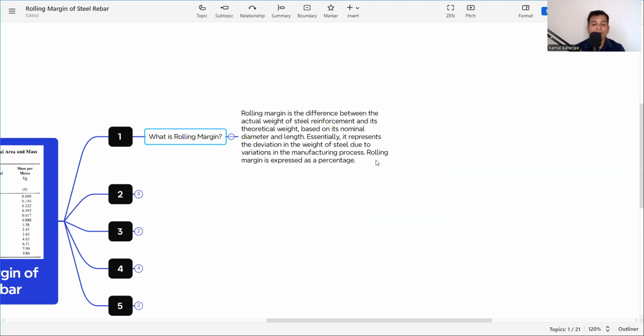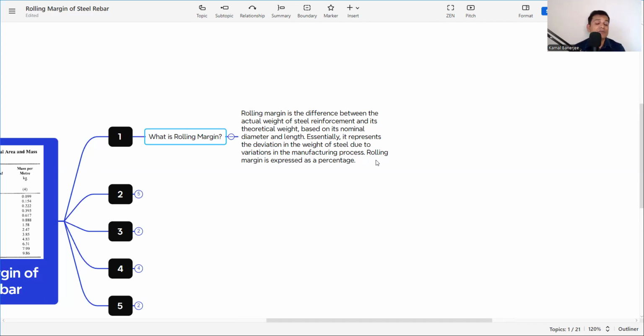So now we need to find out the theoretical weight of the bar. We have bars of 8, 10, 12, 16, 20, 25, 32 and so on. We need to find out first what the theoretical weight will be, because whatever design we do, we calculate on the basis of the theoretical weight, not the actual.